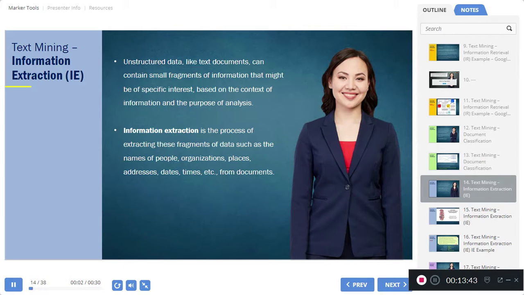Information extraction: unstructured data, like text documents, can contain small fragments of information that might be of specific interest, based on the context of information and the purpose of analysis. Information extraction is the process of extracting these fragments of data, such as the names of people, organizations, places, addresses, dates, times, and so on, from documents.